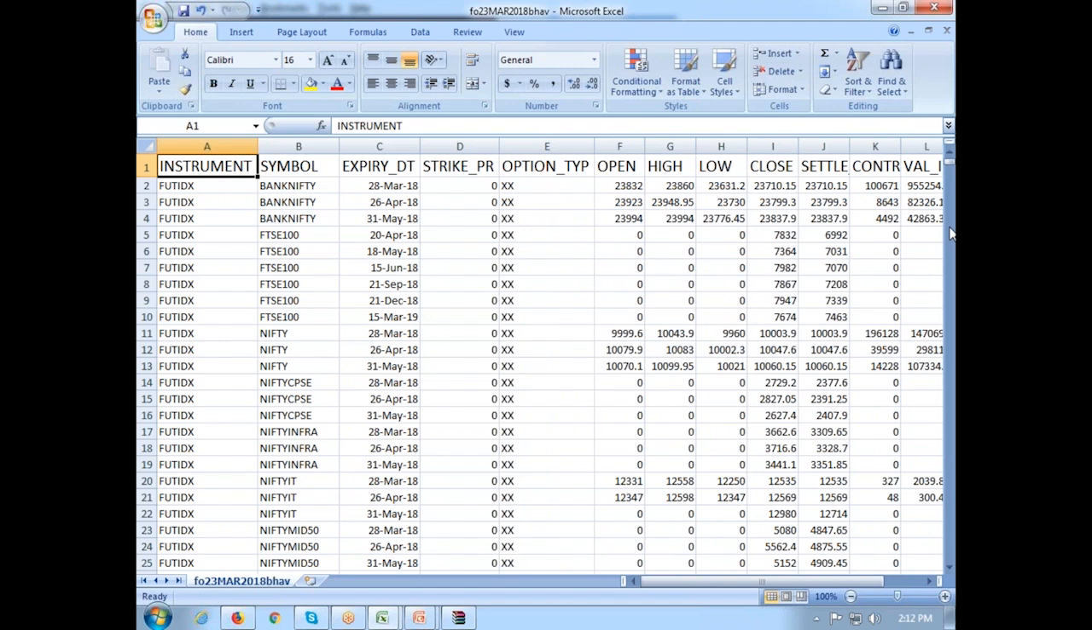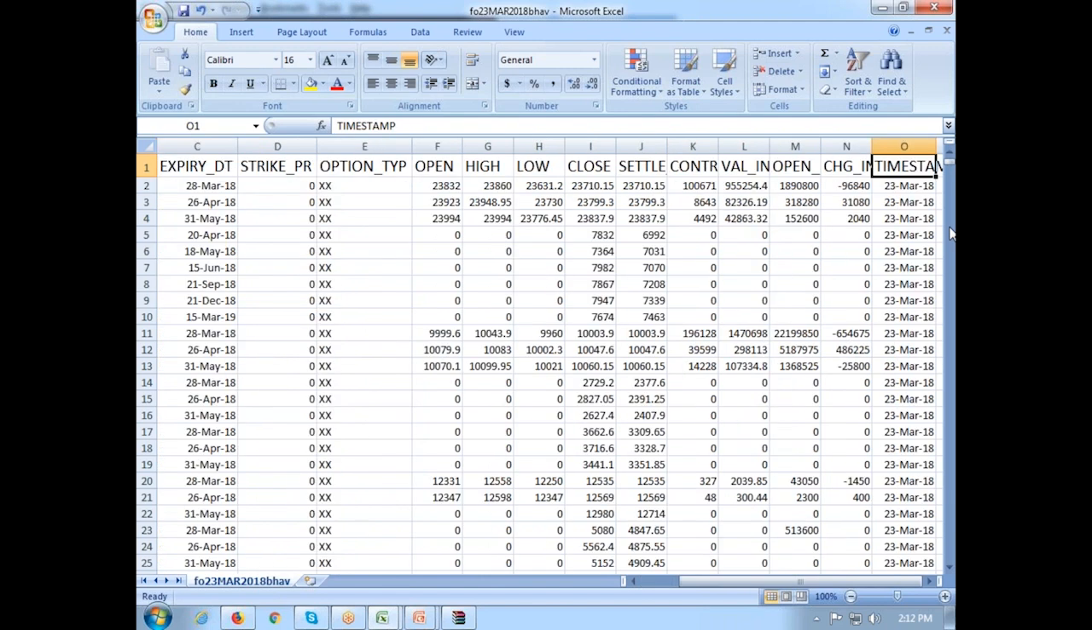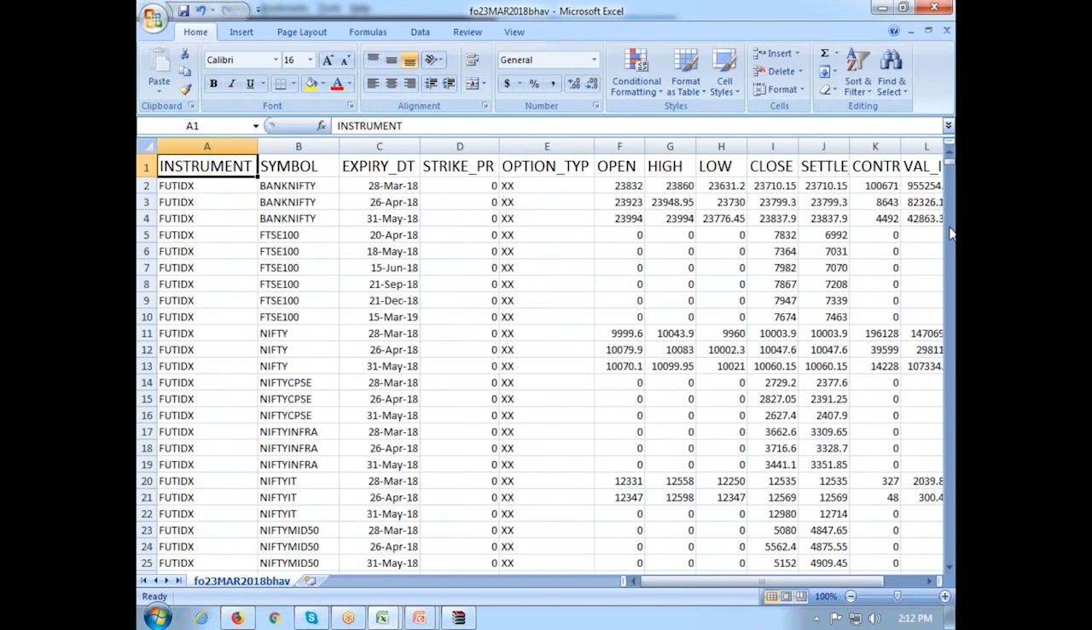This Excel sheet that NSE provides has A to O columns. The entire data is divided from A to O very nicely, in a very nice format. The first column is instrument.